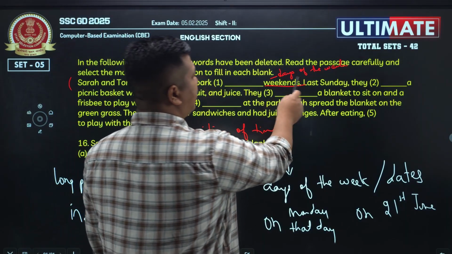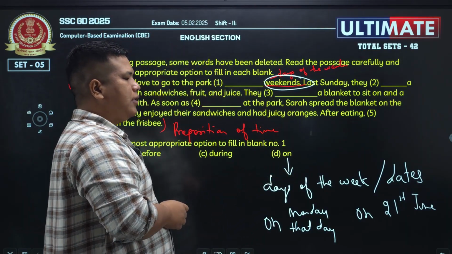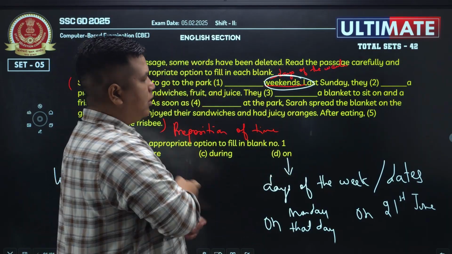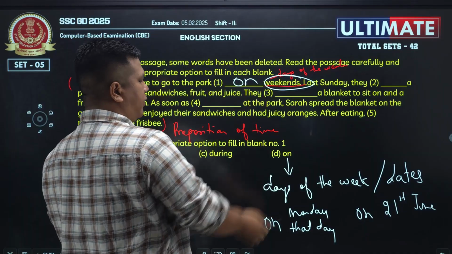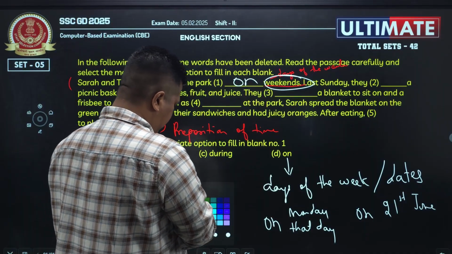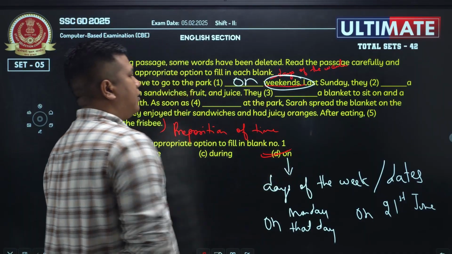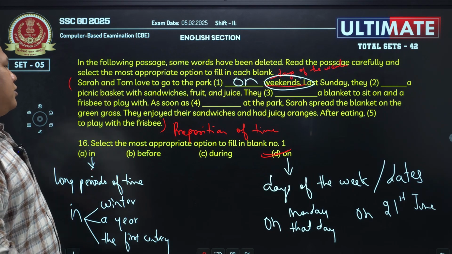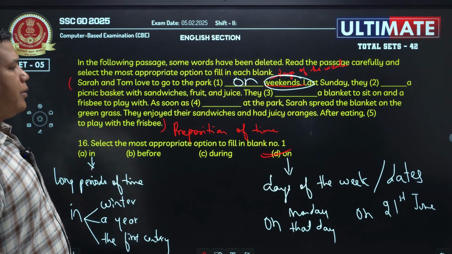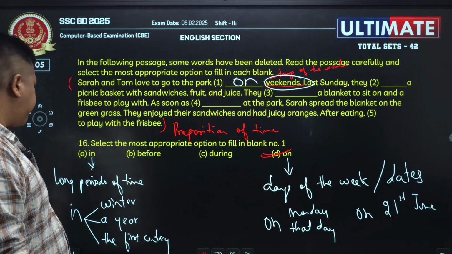Weekend is days of the week. So it will be on weekends. So option D. Sarah and Tom love to go to the park on weekends.